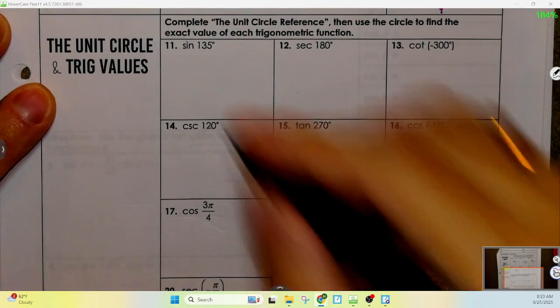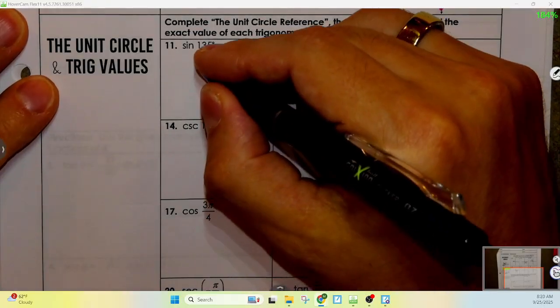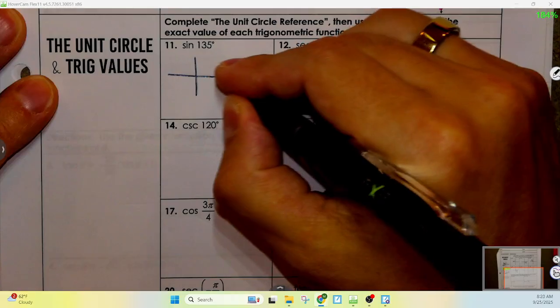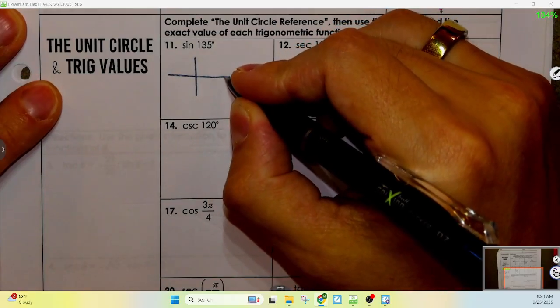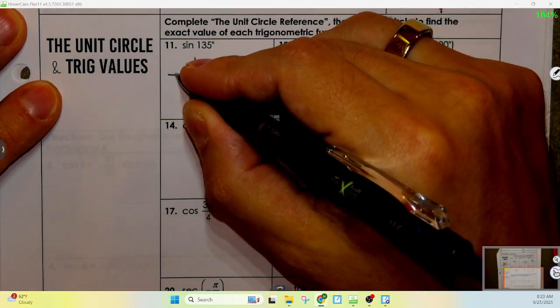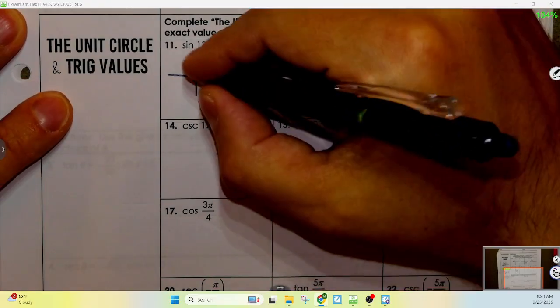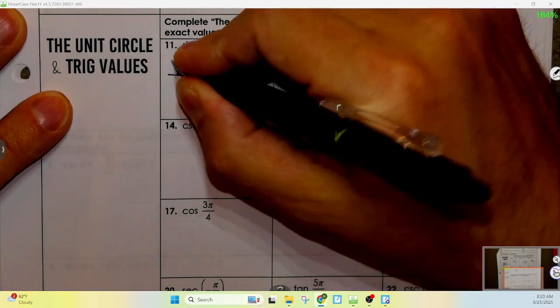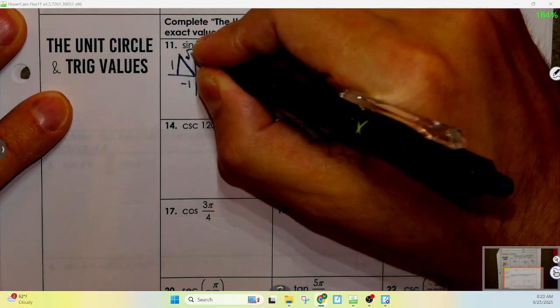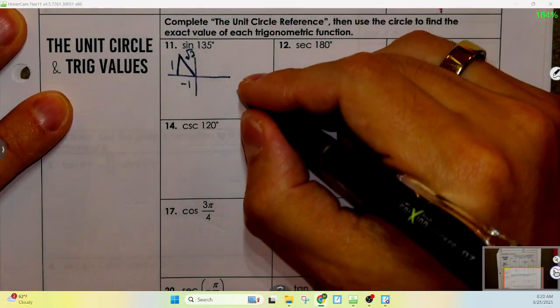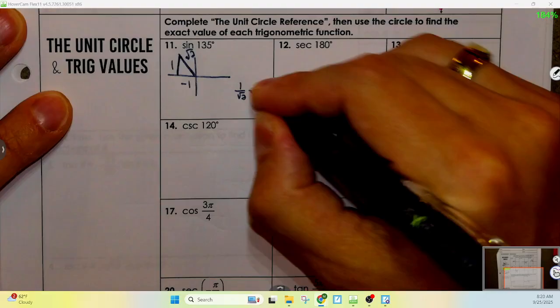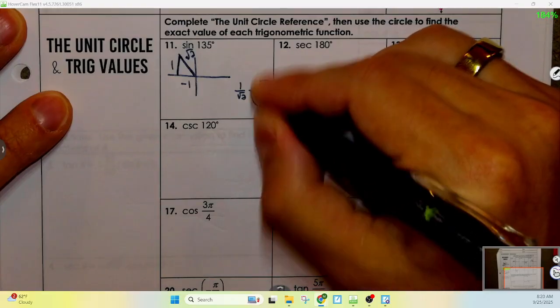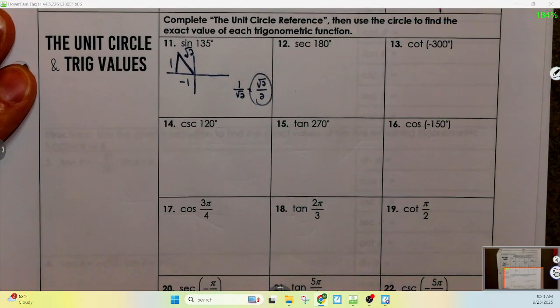So let's say sine of 135. So we draw it. We did it on the other page. We'd go all the way to 180. We'd go back 45. We'd be here. And we'd have this triangle, which is -1, 1, and root 2. So the sine of that is going to be 1 over root 2, which is root 2 over 2. Okay? That's kind of what's happening here. I think that's probably enough for today.